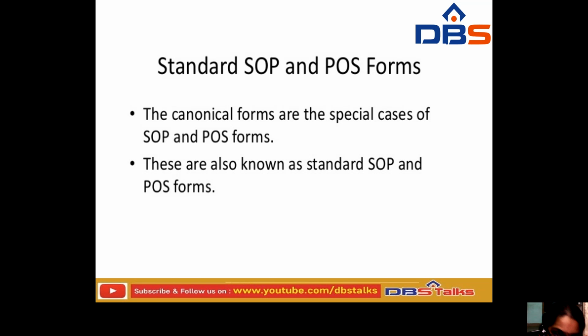Then what are the standard SOP and POS forms? The canonical forms are the special cases of the standard SOP and POS forms. Here we can say these are also known as the standard SOP and POS forms. To perform the sum of products and product of sums, we should follow some forms. That is, it must be a canonical form or the special cases of the SOP and POS forms.